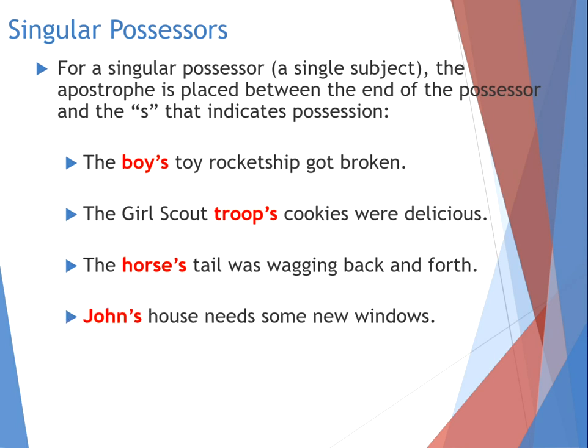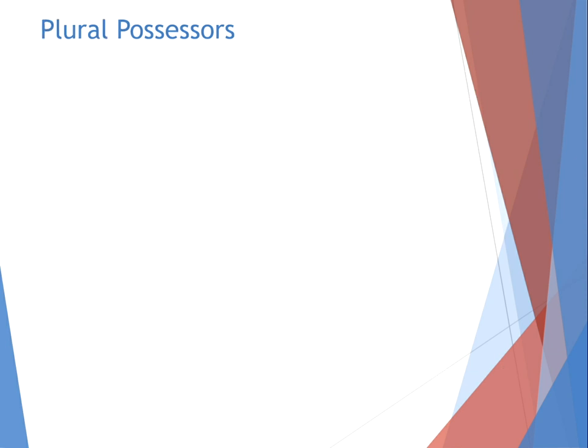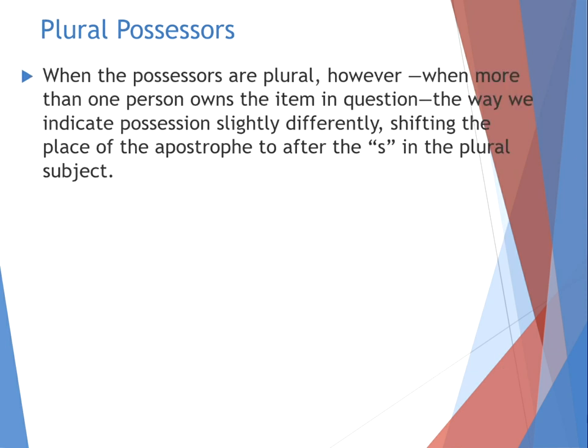H-O-R-S-E apostrophe S. John's house needs some new windows. J-O-H-N apostrophe S. Pete's class met in the library to begin their research project. P-E-T-E apostrophe S. All of these have a singular possessor. One thing is doing the owning.